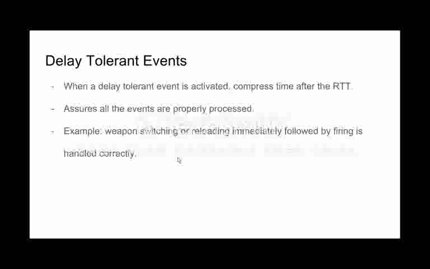Now let's take an example. Suppose this delay tolerant event was supposed to display n number of frames, but happened to miss or lose some frames due to RTT. Now to avoid visual inconsistency because of the missed frames, Outatime follows the approach of compressed time, wherein the time is compressed by sampling the remaining frames, which gives an effect of fast speed. An example of this is weapon switching or a weapon reloading immediately followed by firing being handled correctly. And this is the advantage of compressed time when the delay tolerant event happens to miss out some frames due to RTT.